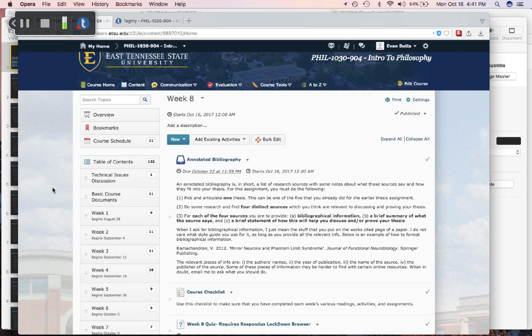So for the bibliographic information, I have an example of what I mean here. So author's last name, first initial, publication date, the name of the article. If it's an article, the name of the journal or book which you found it from, and then the publisher. So that's pretty easy. Like I said, author's name, year of publication, name of source, the publisher of the source.